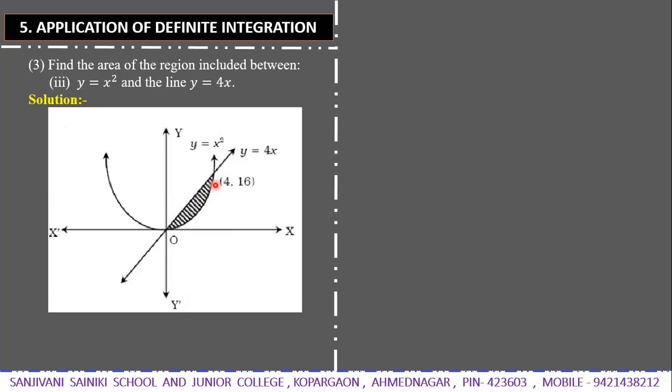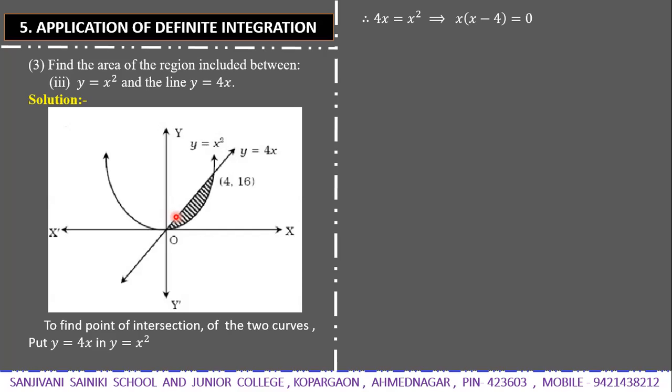So to find those points, we have to solve these two equations simultaneously. So you get x is equal to 0 or x is equal to 4. Put these two values in any one of these equations, and you will obtain the y coordinates. So y is equal to 0. So the first point is (0, 0) and the second point is (4, 16).